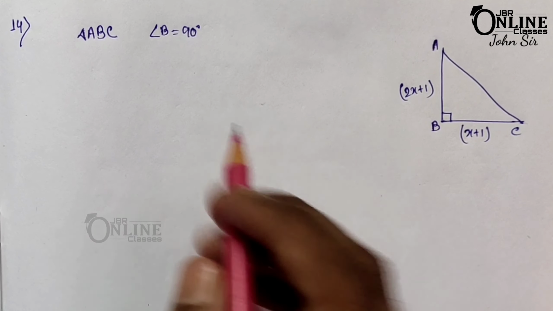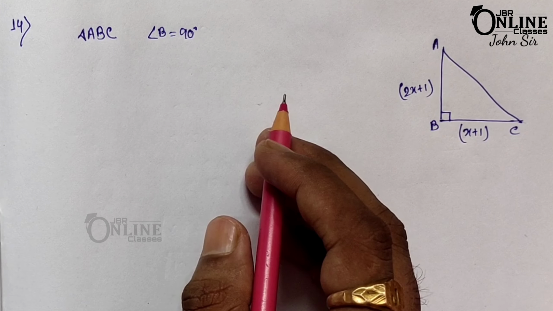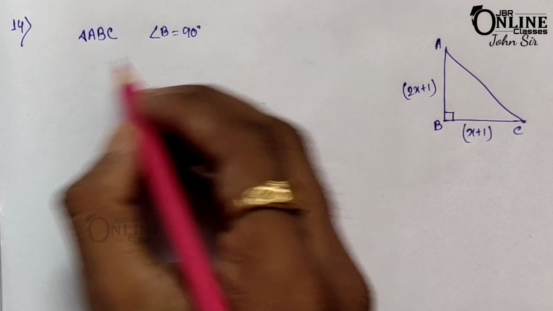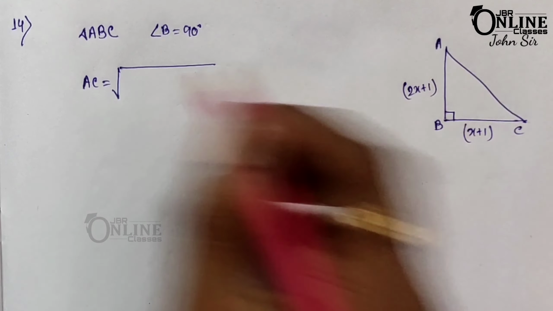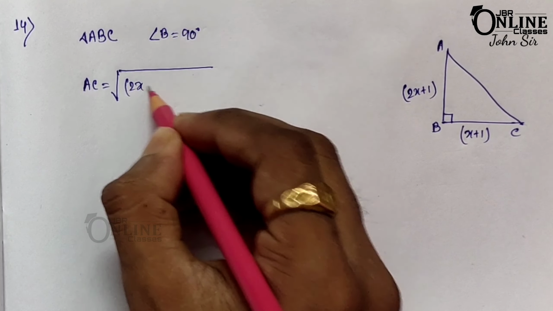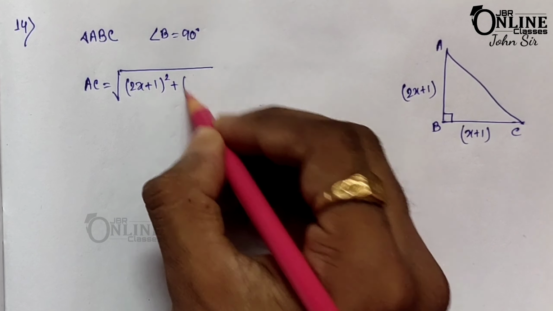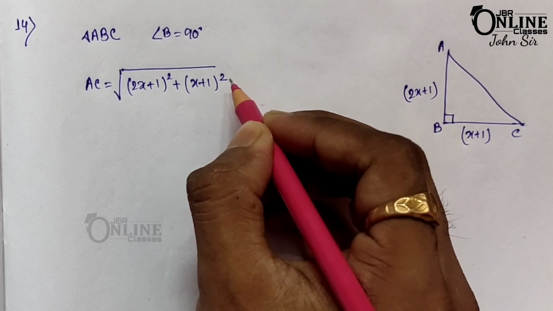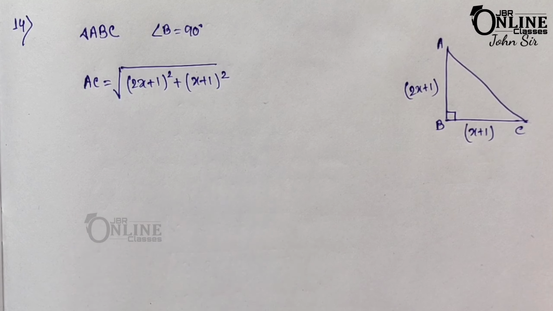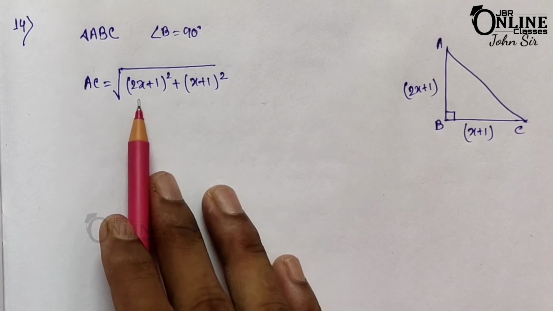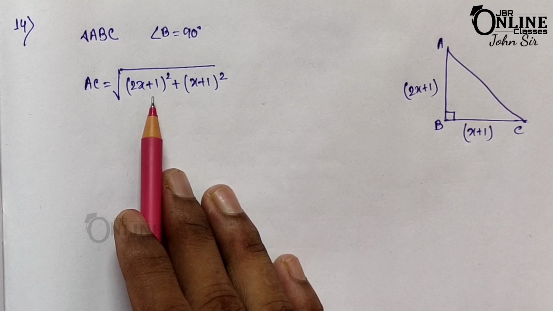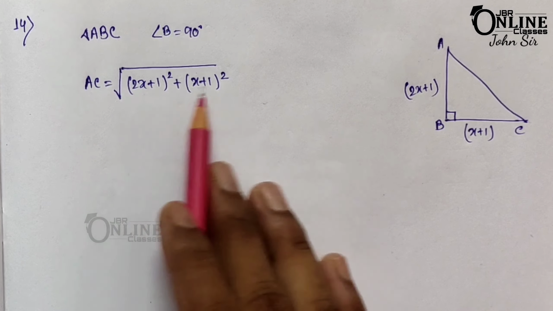So first, by applying the Pythagoras theorem, we will find out the hypotenuse. So AC square means root over of (2x plus 1) whole square plus (x plus 1) whole square. Clear? Okay, so this one is the hypotenuse. Now next, if the area of the triangle ABC is 60 centimeter square, then find its perimeter.